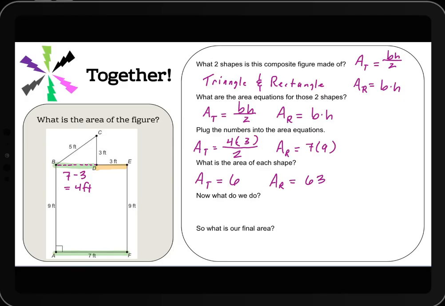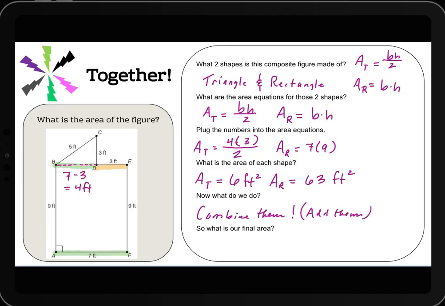So right now we know the area of the triangle is 6 square feet. The area of the rectangle is 63 square feet. So what do we do? Well, we need to combine them. Combine them isn't necessarily always the best word or phrase to use. Sometimes it's helpful to describe exactly what we're going to do, right? Which means that we need to add them.